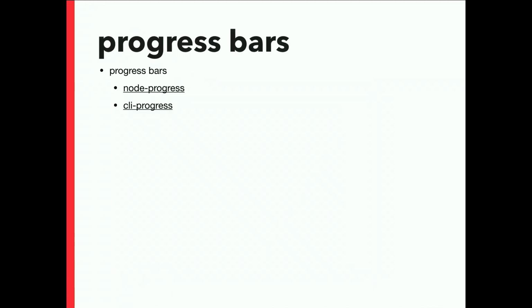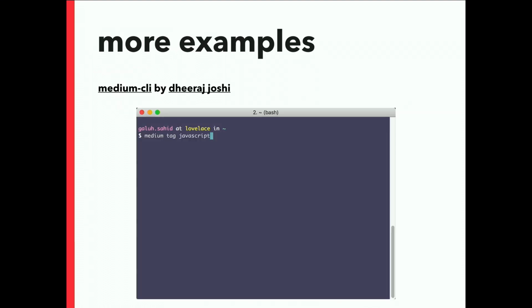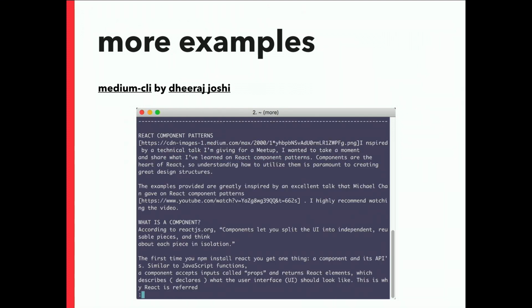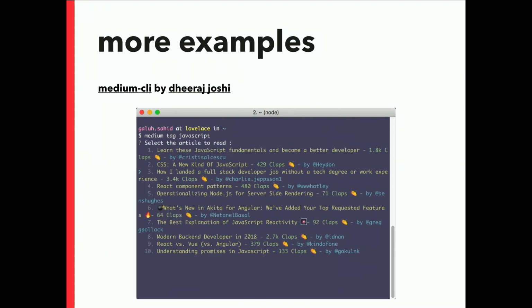There are also progress bars, ASCII art, and a bunch of other examples that I think are super awesome. For example, this is Medium CLI, so you can read Medium in your terminal, if you feel like it. Maybe if you're working and you don't want your boss to find out you're reading something, you can just open the terminal and it looks like you're working.